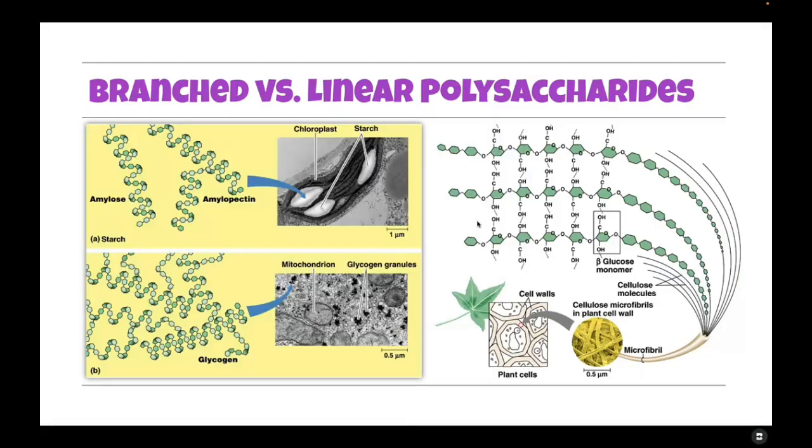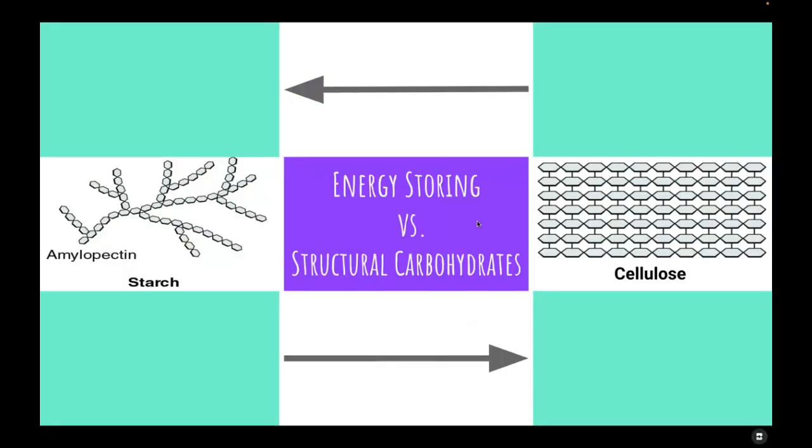All right, so let's talk about branch versus linear polysaccharides. So basically, branch means that there's going to be more surface area. It's going to be a faster breakdown. And linear means that there's stacking ability. So there's going to be strength through hydrogen bonding. So let's get into this.